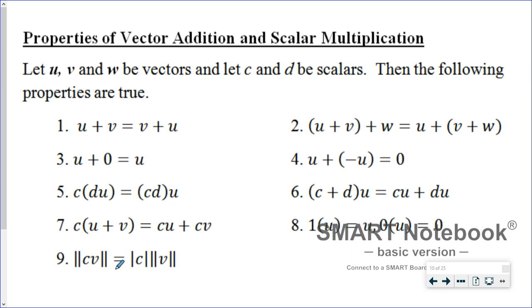And here, the magnitude of some scalar c times a vector v is actually the absolute value of c. This isn't a typo. This is the absolute value, since we're talking about a scalar here, times the magnitude of v. That's the only one that's not very intuitive.